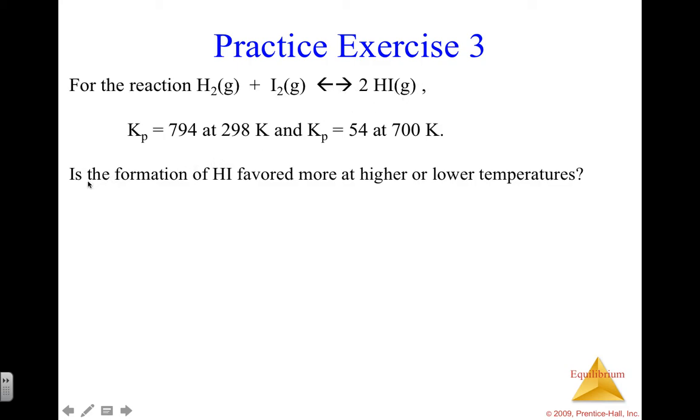And the question says, is the formation of HI favored more at higher temperatures or lower temperatures? So what that means, when do we have more HI, at high temperatures or low temperatures? So what I want you to think about is HI a product or reactant? We see HI as a product, so what does that tell us? If we want more product, do we want a larger K or a smaller K? And then which temperature is it favored?